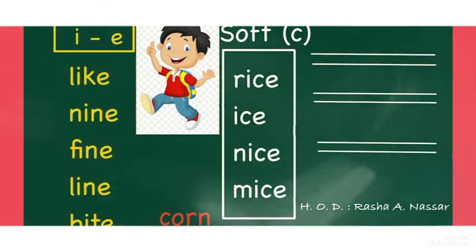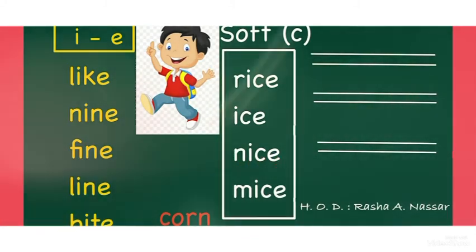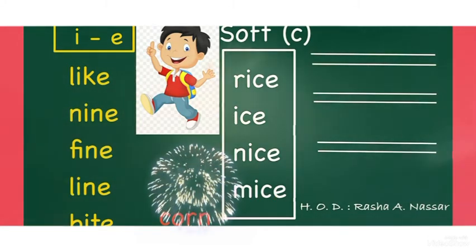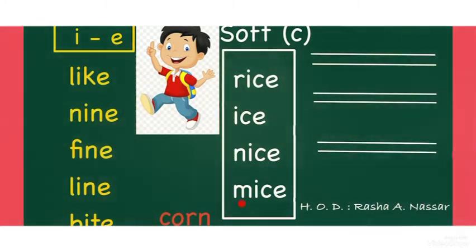And here the word nice. So the letter I is followed by the letter E at the end of the word, and then we see the letter C is followed by the letter E, so it is pronounced as nice. And the last word is mice. So here we see the letter I is followed by the letter E at the end of the word, and we see the letter C is followed by the letter E, so it is pronounced as soft C, as in s. So it is mice, mice.